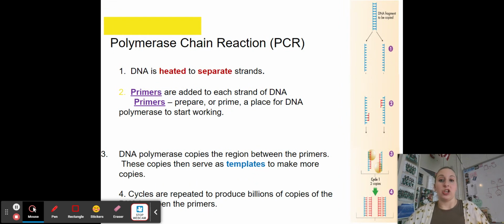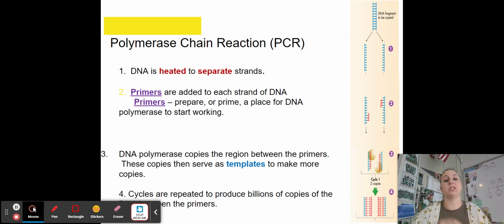PCR, otherwise known as polymerase chain reaction, is just a way to make a bunch of copies of DNA all at once, and then be able to take those copies of DNA and utilize them. So first, DNA is heated to separate the two strands. Primers are added, and the primers mark the part of the DNA that's going to be copied, very similar to DNA replication. DNA polymerase comes in, copies that area between the two primers, and then that area serves as a template to continue the process.